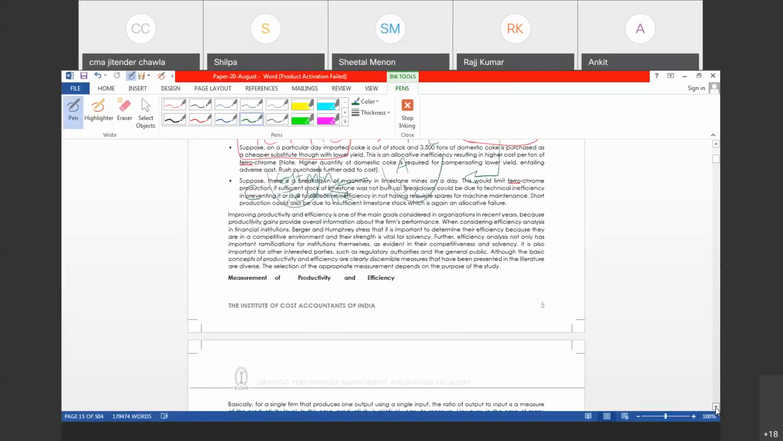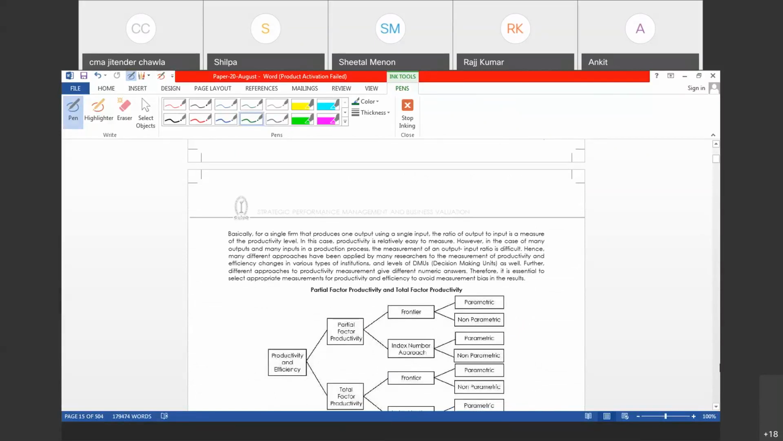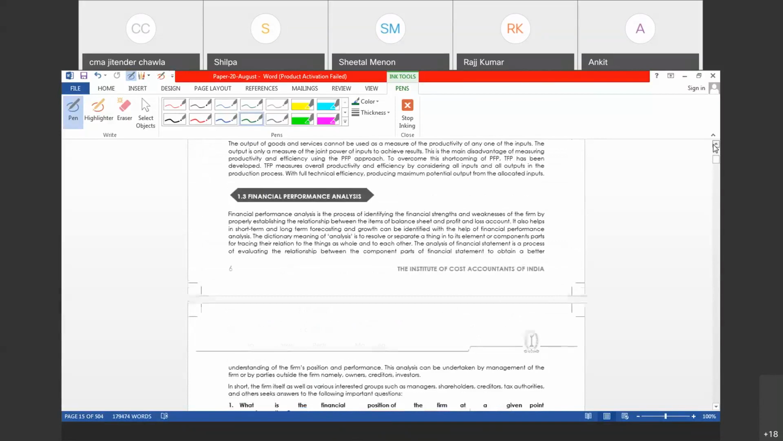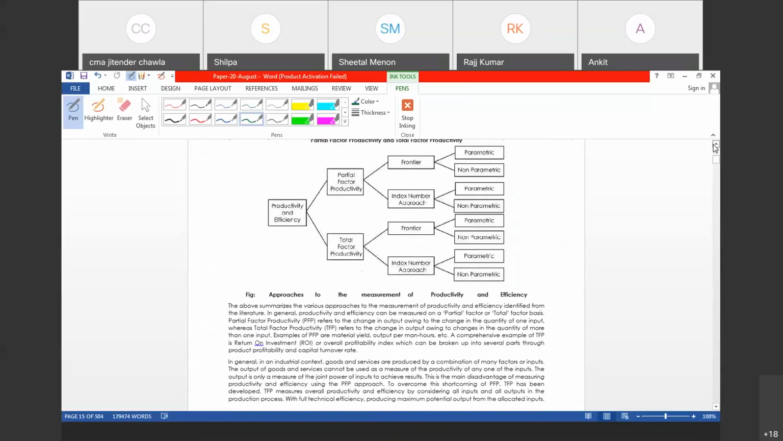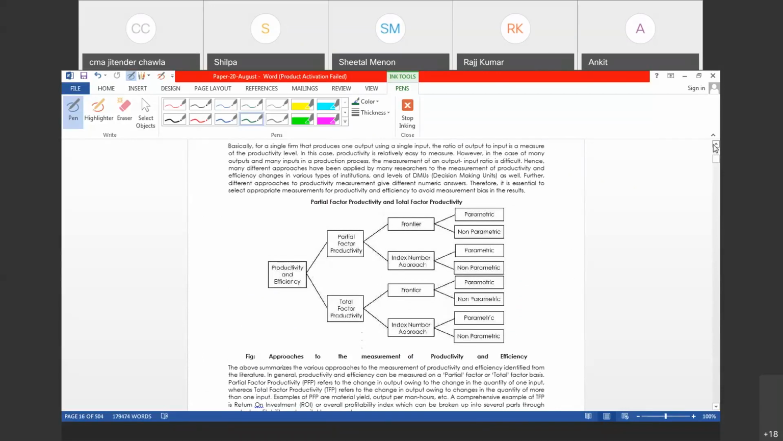Now a question arises. How can we measure productivity and efficiency? Please look here. There are different methodologies of calculating productivity and efficiency. First one is partial and second one is total. Right?